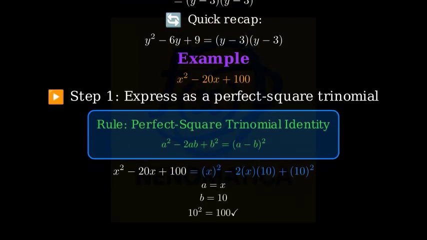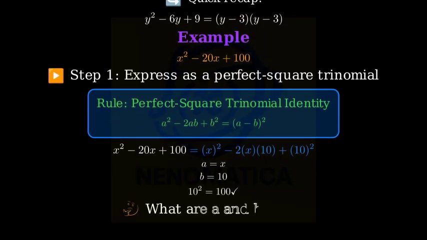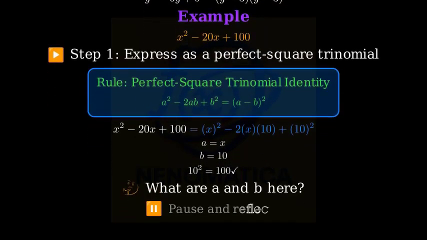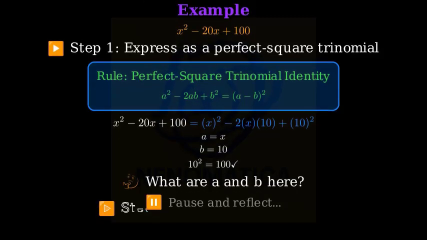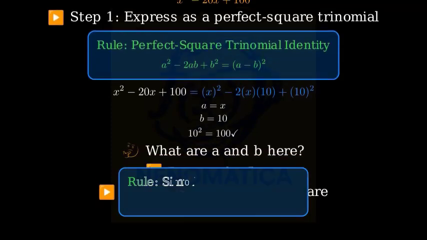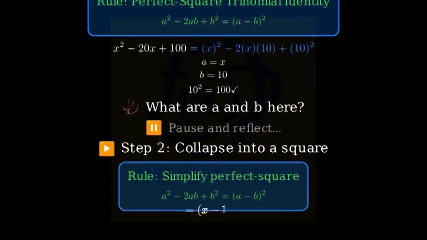And we have plus 100, which would be b squared. And 10 squared equals 100, confirming our pattern. Quick challenge. What are a and b in this expression? Pause and reflect on your answer. Step 2. Now let's collapse this into a square. Using our identity, we get (x minus 10) squared.